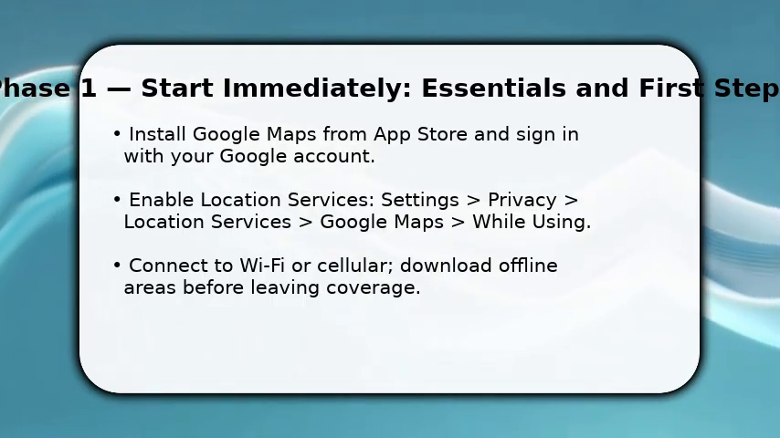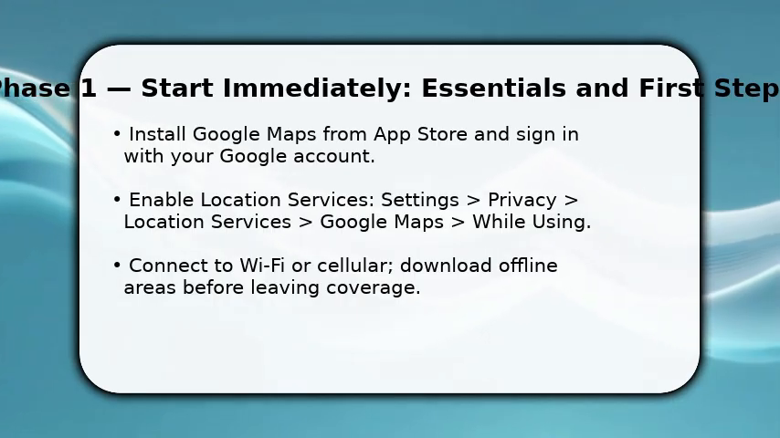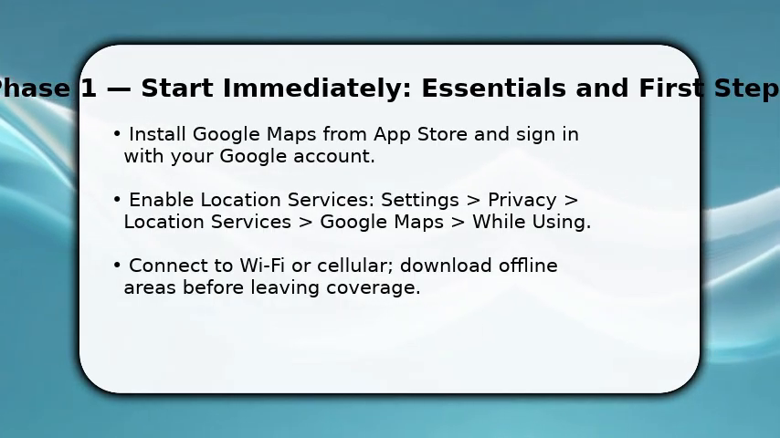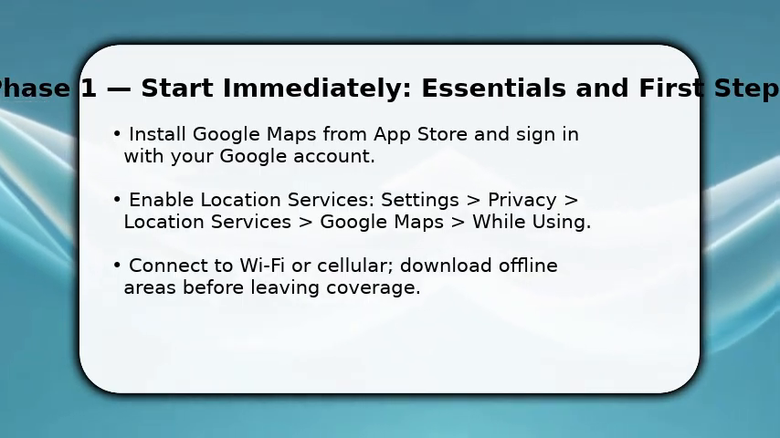Once done, connect to Wi-Fi or cellular, and if you will be offline, download an offline area. Search an area, tap its name, swipe up, and choose Download. These steps make navigation precise and resilient when signal drops.